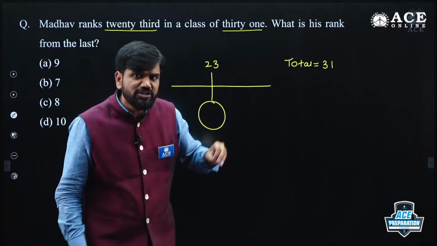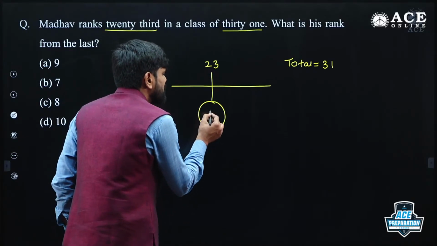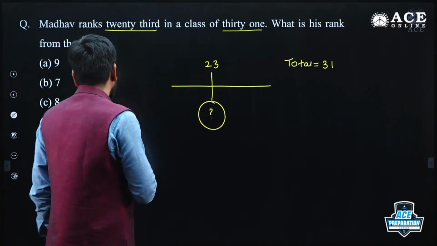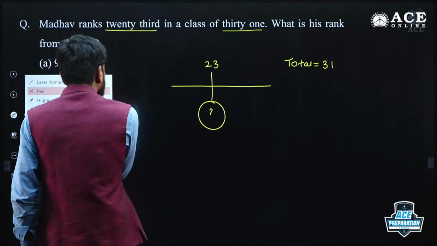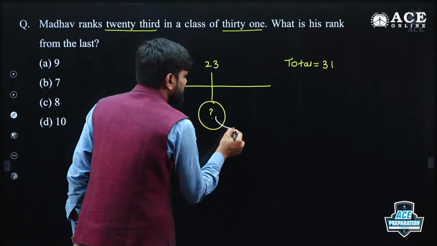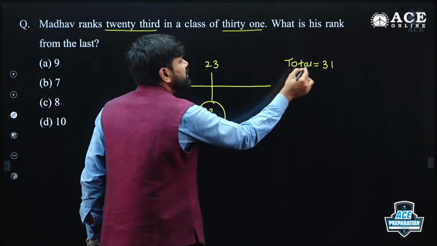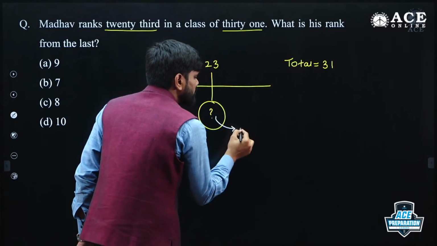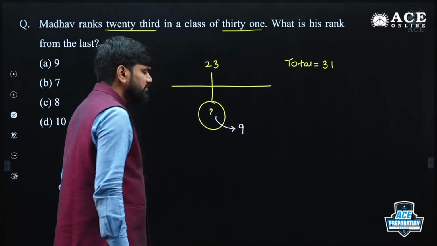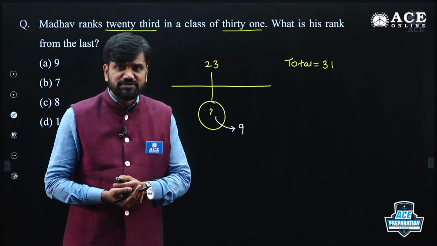For you to get 32, what should come in place of the question mark? That should be equal to 23 plus something. 23 plus something should add up to 32. Hence, it should be 9. This is how you can directly get it.